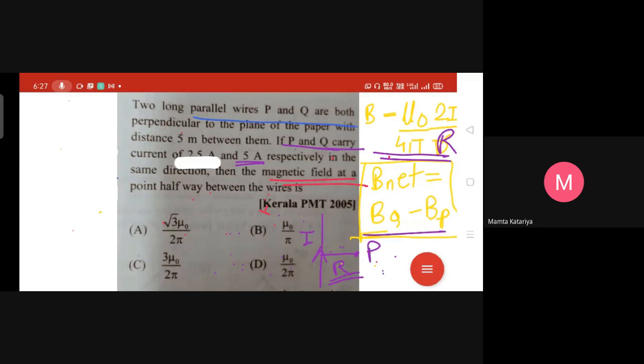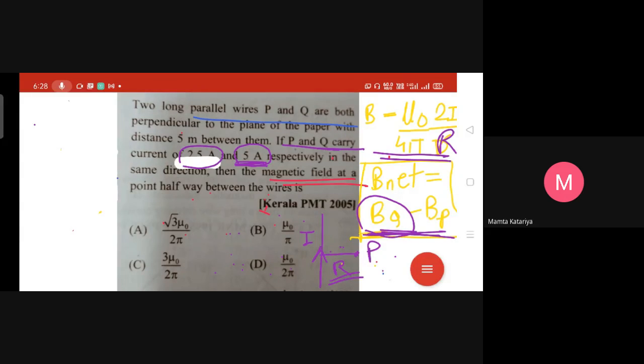So net magnetic field is given by BQ minus BP. BQ, magnetic field BQ ki badi rahegi, because Q conductor is carrying more current as compared to conductor P. Okay. So, therefore, we are taking here BQ minus BP. Agar P conductor jyada current carry karta, to BP minus BQ aata. But here Q conductor is carrying more current. So net magnetic field is BQ minus BP.